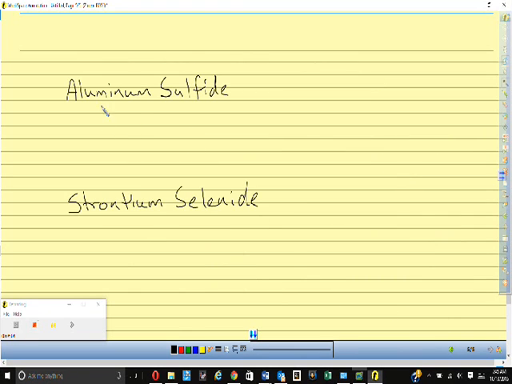The second example I have is aluminum sulfide. Well, step number 1, we're going to write down the elements with their charges. Aluminum has a +3 charge. Sulfide has a -2 charge. Step 2, we're going to get rid of the signs. They're just going to go away. And then step 3, we're going to crisscross the charges, so the 2 comes down here, the 3 goes down here.